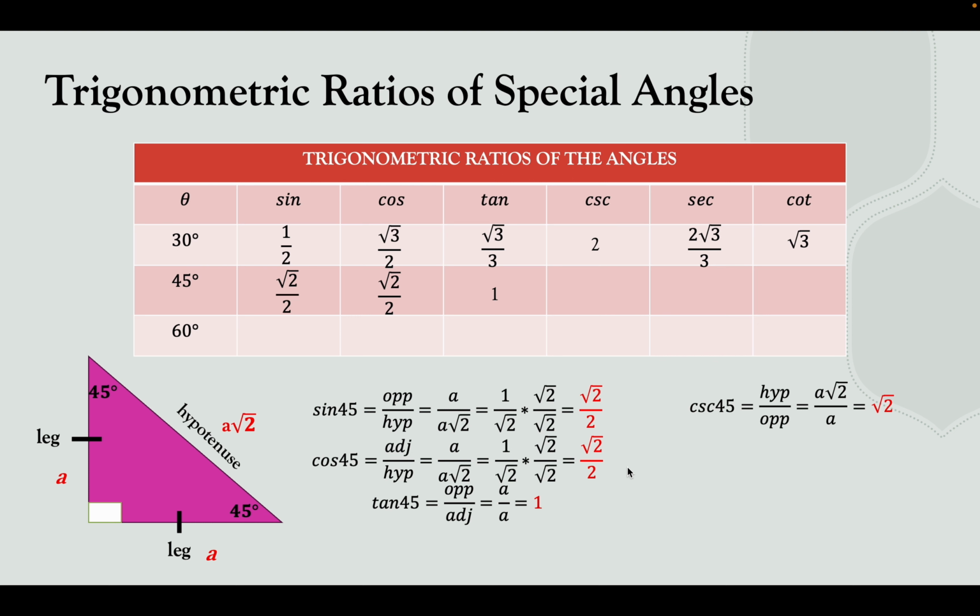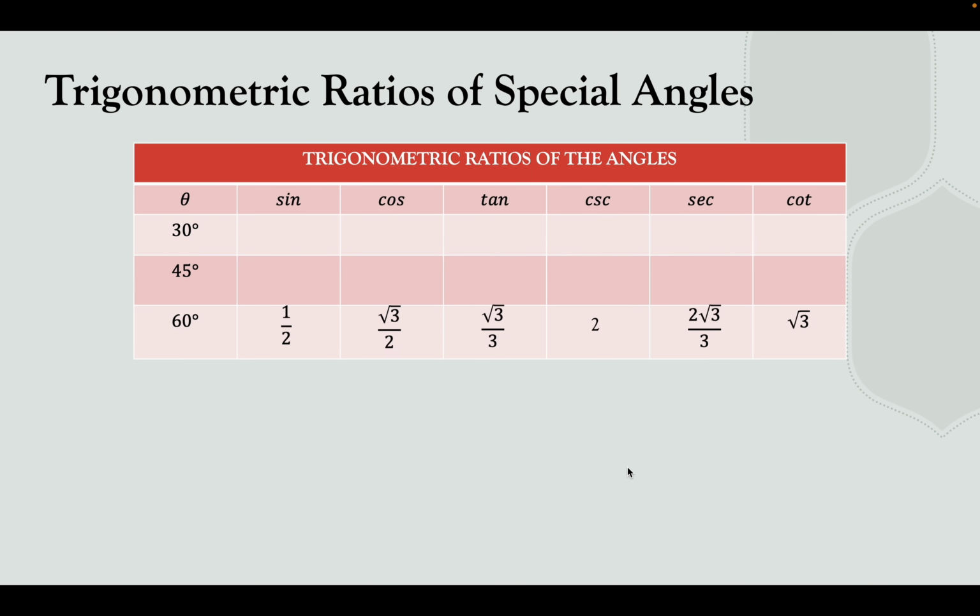And then cosecant 45 is the reciprocal of sine 45. So we have hypotenuse over opposite. So we have a square root of 2 over a. So simplify. So you have square root of 2. And then secant 45, the reciprocal of cos 45, we have hypotenuse over adjacent. A square root of 2 over a, so simplify, so you have also square root of 2. And last one, we have cotangent 45, adjacent over opposite. So we have a over a, so we have 1. So let's proceed to the last one.